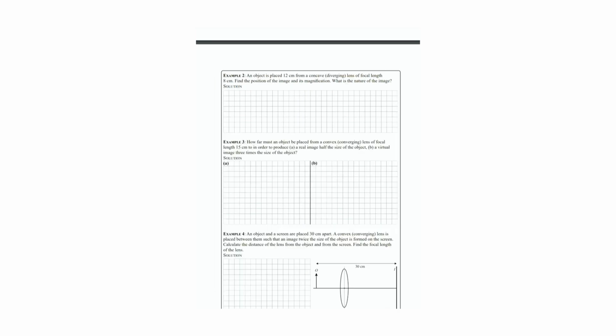So let's move on to example number 2. So example number 2, we're told that an object is placed 12 centimeters from a concave or diverging lens. Remember, F is negative here because we're talking about a virtual focus. The focal length is 8 centimeters, so I'm going to have to put F is equal to minus 8. They're asking me to find the position of the image, V, and its magnification, M. And also, what's the nature of the image? They're the 3 properties that we keep on talking about. So let's have a look at this particular question.